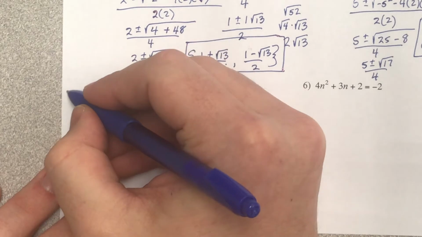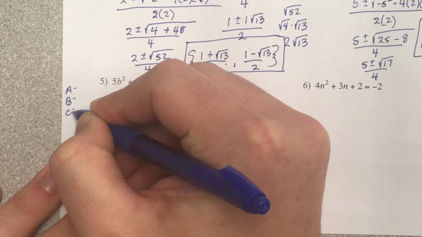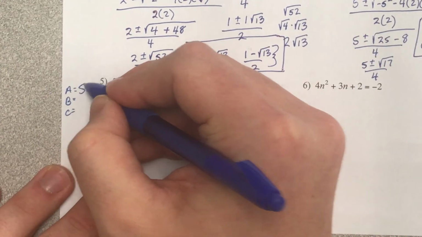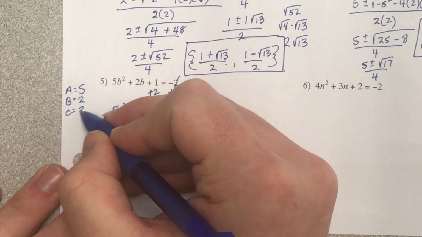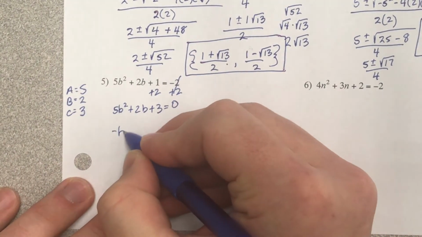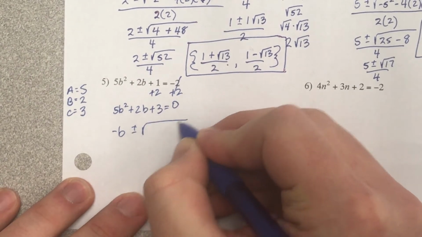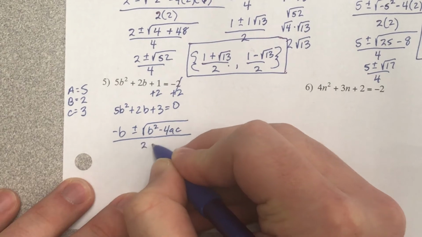So then we say, all right, what's A, B, and C? A is 5. It's right here. B is 2. C is 3. We use our formula. The opposite of B plus or minus the square root of B squared minus 4AC all over 2 times A.